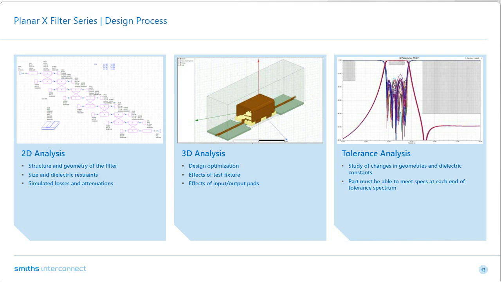However, when it is determined a printed filter can be used based off of size constraints and practical losses, we then move to filter synthesis and 2D analysis. Here we establish what kind of resonator geometry is best suited for the specification. Whether it be half wavelength, quarter wavelength, or even a type of hybrid or dual mode structure, the decision is based off of a variety of inputs.